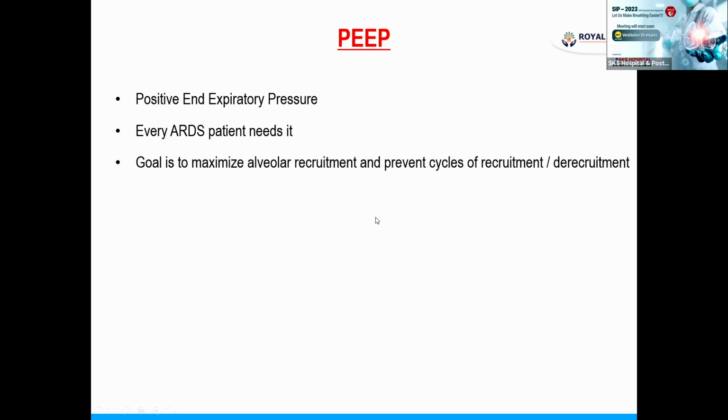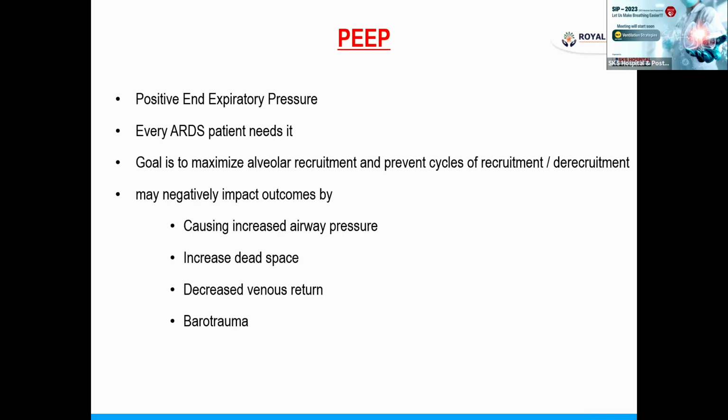So the goal is to maximize alveolar recruitment and prevent cycles of recruitment and de-recruitment. When you don't have a PEEP, what happens is at the end of expiration, your alveoli are going to collapse completely. And during the next breath, you are going to open completely collapsed alveoli. So every time the cycle of complete collapse and opening up happens, it is going to cause atelectrauma and biotrauma. So in order to avoid that, again, you need to have a PEEP.